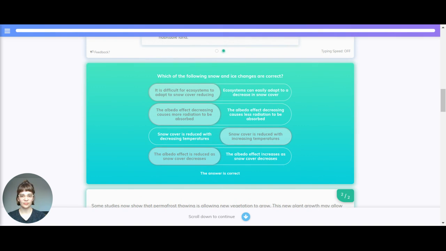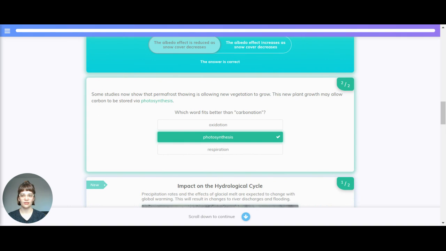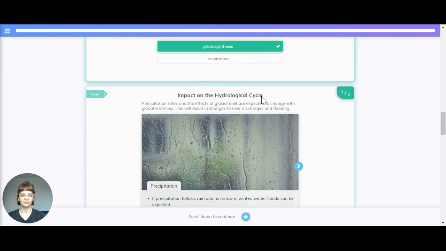Let's quickly recap that. So here are some of the different snow and ice changes. It's difficult for ecosystems to adapt to snow cover reducing. The albedo effect decreasing causes more radiation to be absorbed. Snow cover is reduced with increasing temperatures, and the albedo effect is reduced as snow cover decreases. Some studies now show that permafrost thawing is allowing new vegetation to grow. This new plant growth may allow carbon to be stored via what? The correct answer is via photosynthesis.